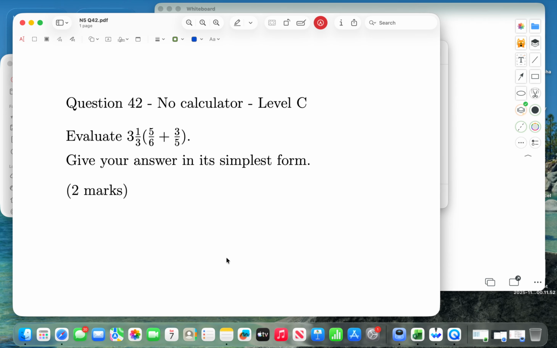We now have question 42. We have to evaluate this expression and give the answer in its simplest form.